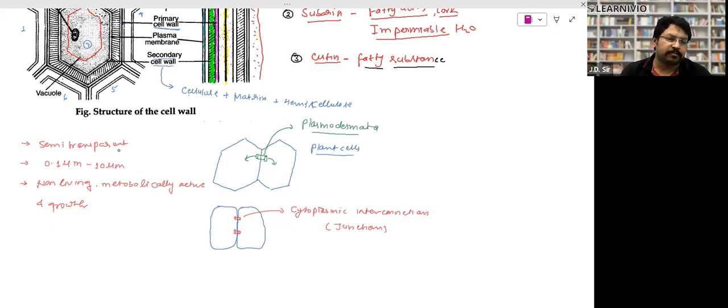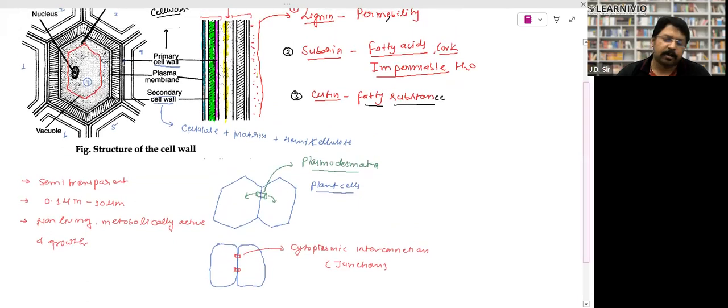Cell wall is semi-transparent, 0.1 micrometer to 10 micrometer thick. They are non-living and metabolically active and can grow, right? This is the property of cell wall. All these points you have to remember. Ask me if you have any doubt.